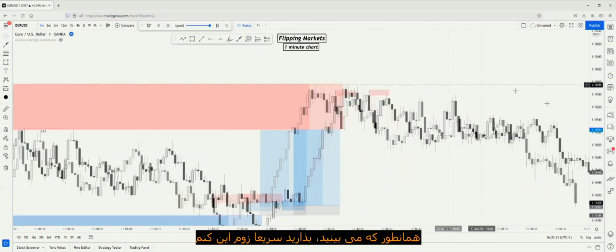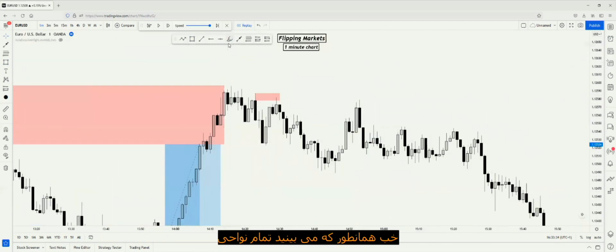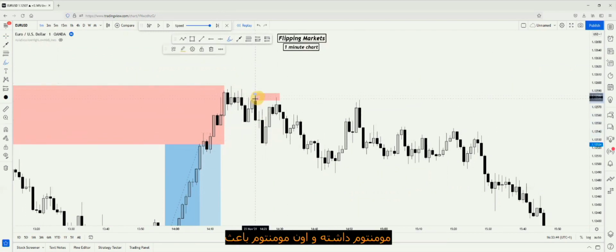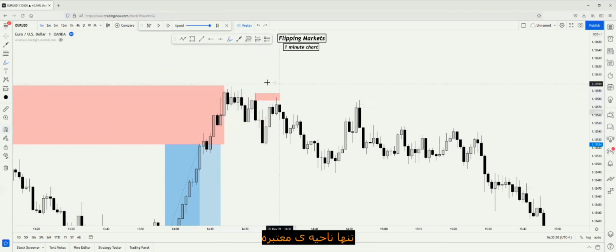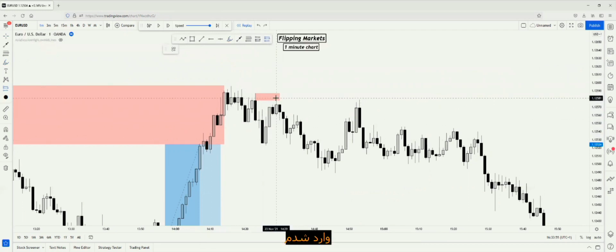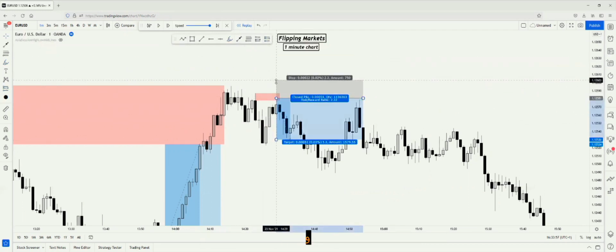Let me just zoom in real quick. As you can see, all of the zones above this one are mitigated. And this is the only one that had created liquidity, inefficiency, sorry. This was the zone that caused the momentum that changed character. So this is the only right zone, the wick. I entered on the 50% or maybe the 75% of this candle. So I got tagged in.